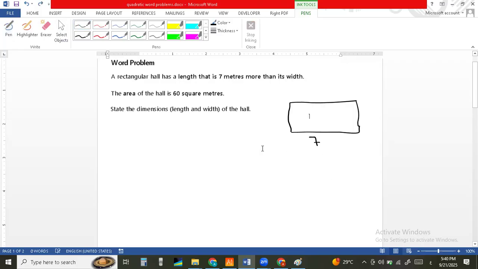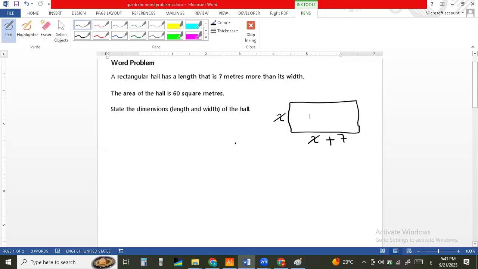All right, I'm sorry, it says that the length is 7 meters more than its width. Now, do I know what the width is? No, I don't know what the width is. So I'm going to write X for the width, because they didn't give me the width, but they said that the length is 7 meters more than the width. So the length is going to be X plus 7. Good. So here is the width. Here is the length.